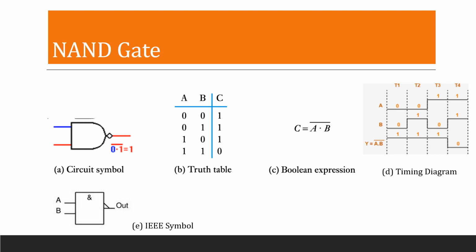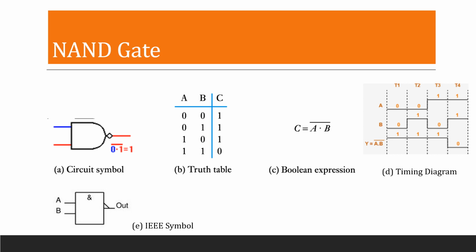This NAND gate produces an output which is false only if all of its inputs are true. That means for the combination 1 into 1, the C will be 0. For all other combinations, that means if any of the values is 0, then the output will be 1. And the Boolean expression for representing this NAND gate is C is equal to (A into B) the whole complement.